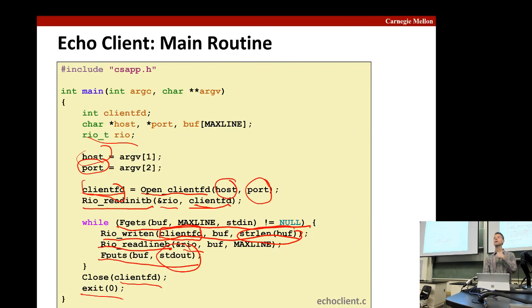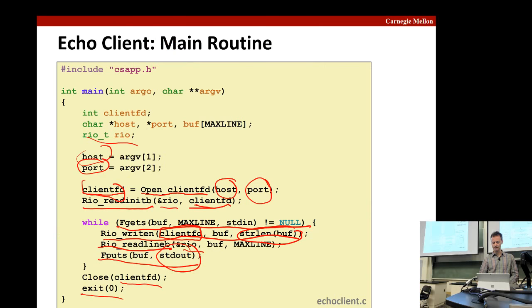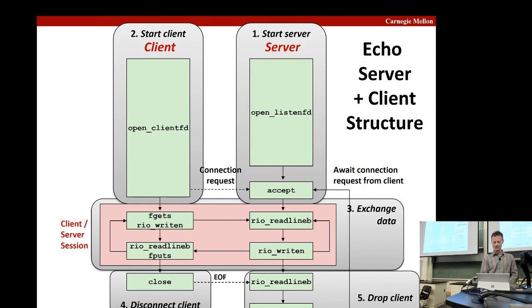Okay, so it's just showing the code that executes what the diagrams we showed on the previous slide were. Okay? So again, it's just the code of fgets, write line, read line B, and fputs, right? So that does this part here.